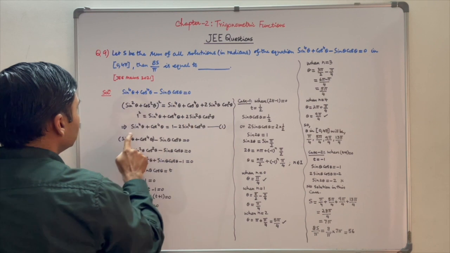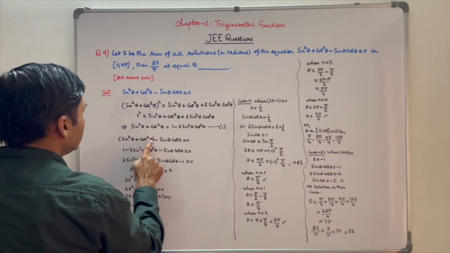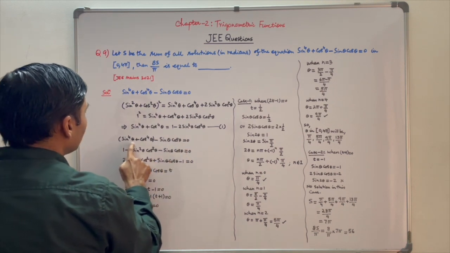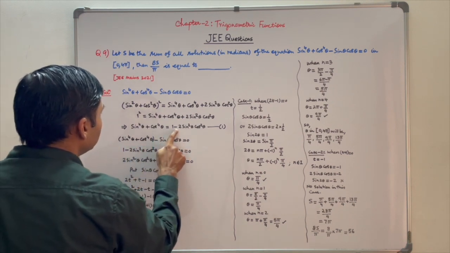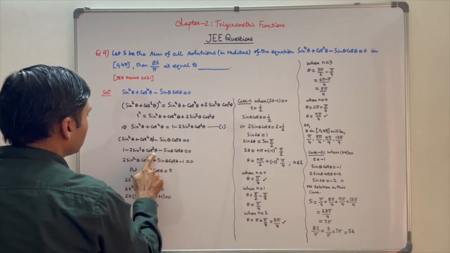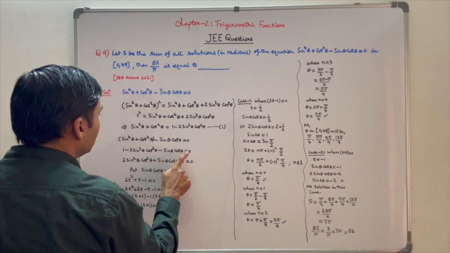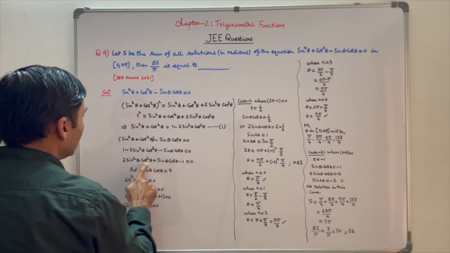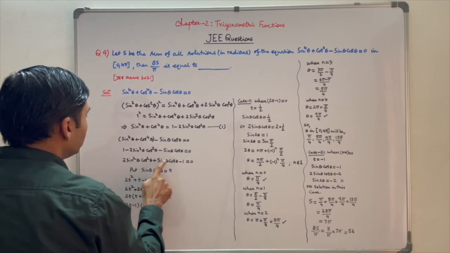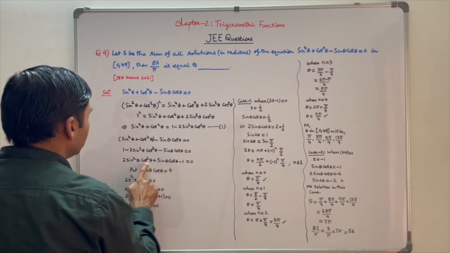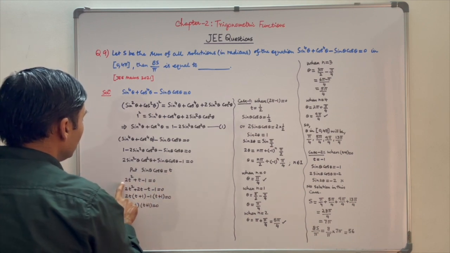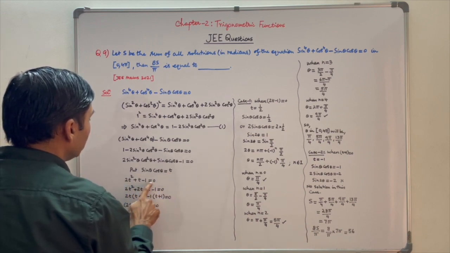Now the given equation is sin to power 4 theta plus cos to power 4 theta minus sin theta cos theta is equal to 0. We can put the value of sin to power 4 theta plus cos to power 4 theta from this equation. So the equation changes to 1 minus 2 sin square theta cos square theta minus sin theta cos theta is equal to 0, or 2 sin square theta cos square theta plus sin theta cos theta minus 1 is equal to 0. Now this becomes a quadratic equation in sin theta cos theta. So put sin theta cos theta is equal to t. So equation changes to 2t square plus t minus 1 is equal to 0.